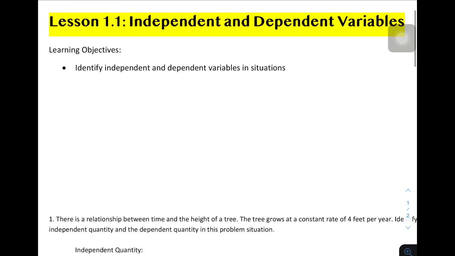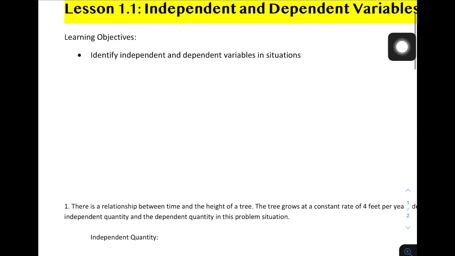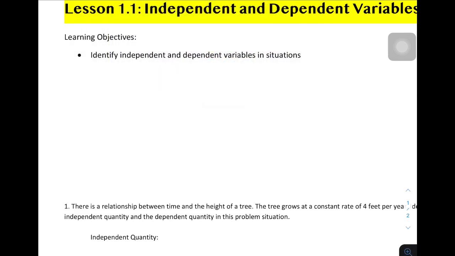So the learning objectives for today, just one. We want to identify independent and dependent variables in situations. All right. Now, before we jump to the first problem, let's talk a little bit about what these things are.